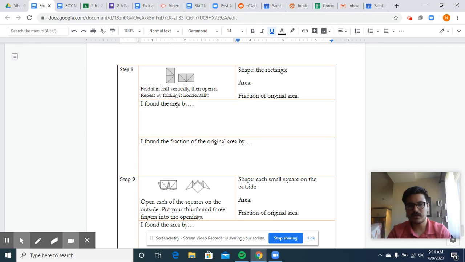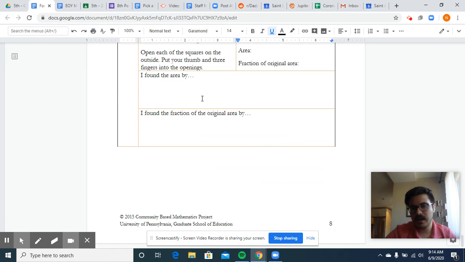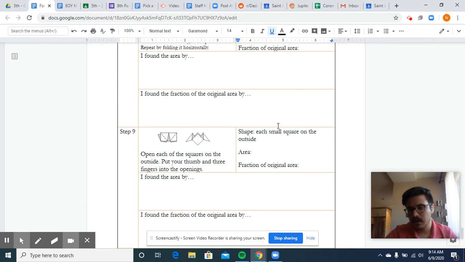It wants to know each small square on the outside. So again, 2 options. You can use math, you can use some tricks, or you can just count the squares. The fraction of the original area is the tricky part, but I think you guys can figure it out. The original area is 64. So at the end of the day, your denominator can always be 64, and the number on top can be the area. All right. If you have any questions, let me know.